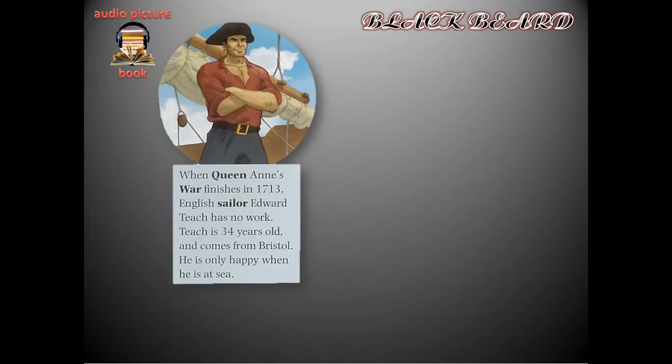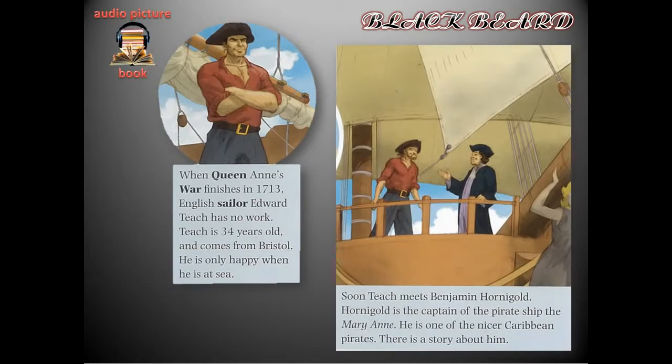When Queen Anne's War finishes in 1713, English sailor Edward Teach has no work. Teach is 34 years old and comes from Bristol. He is only happy when he is at sea. Soon, Teach meets Benjamin Hornigold. Hornigold is the captain of the pirate ship, the Mary Ann. He is one of the nicer Caribbean pirates.